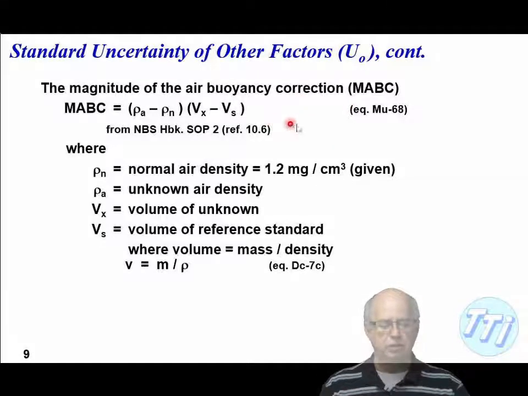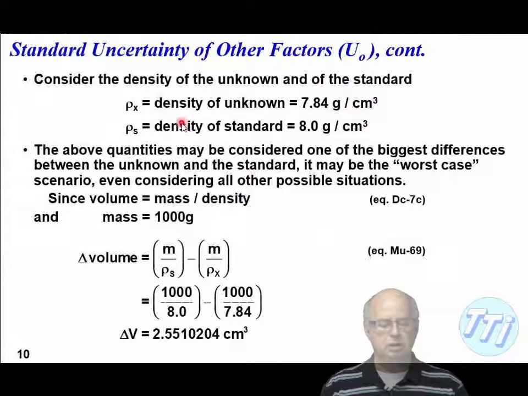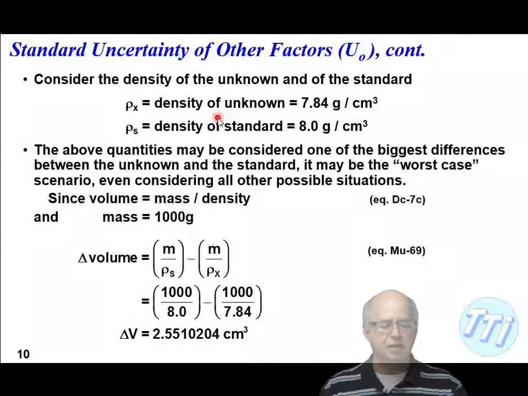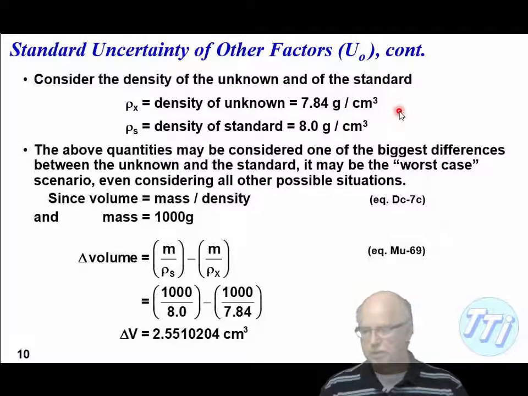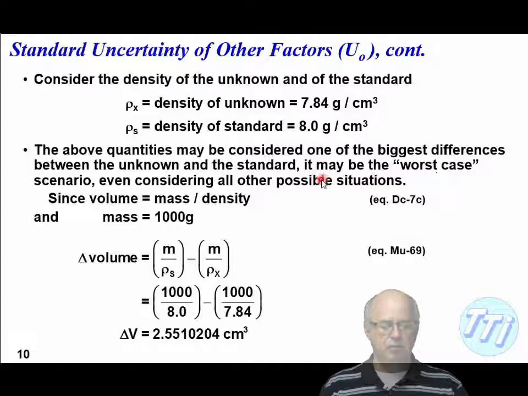The actual buoyancy force is going to depend on the difference in densities between the air density and the density of the item, and the change in the difference in volumes. So let's look at the density of the unknown and of the standard. The density of our unknown mass, we're going to assume is something like 7.84 grams per centimeter cube. Remember, this is taken from the experiment, and this number is likely to be the biggest, as we mentioned here, the worst case situation for this particular experiment.